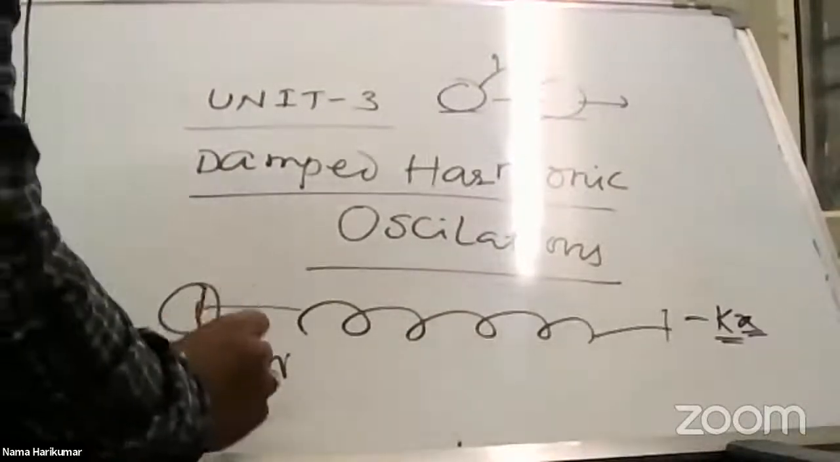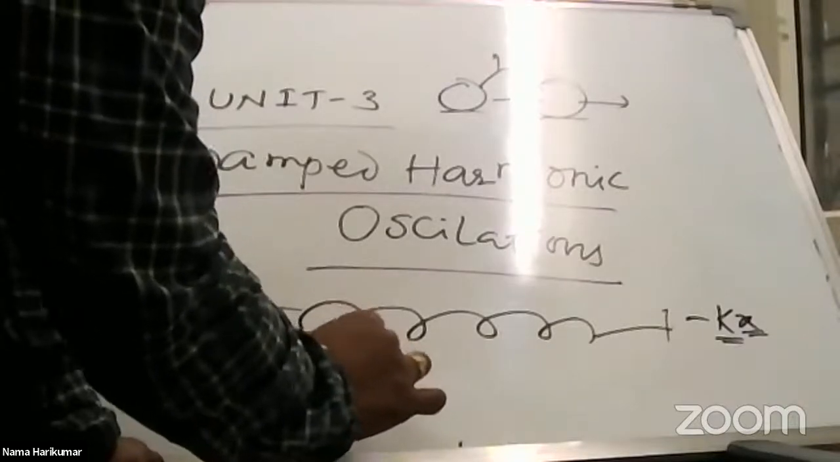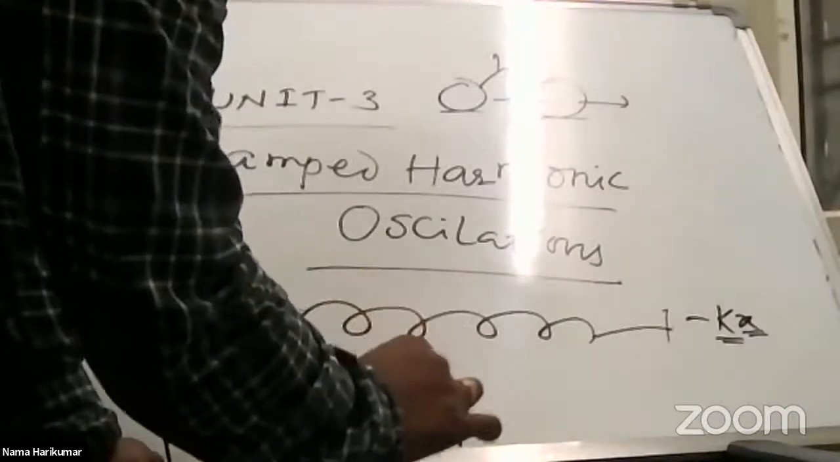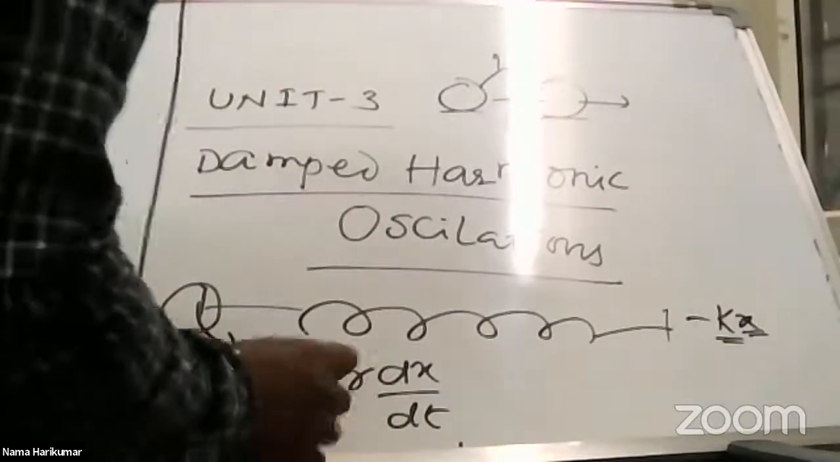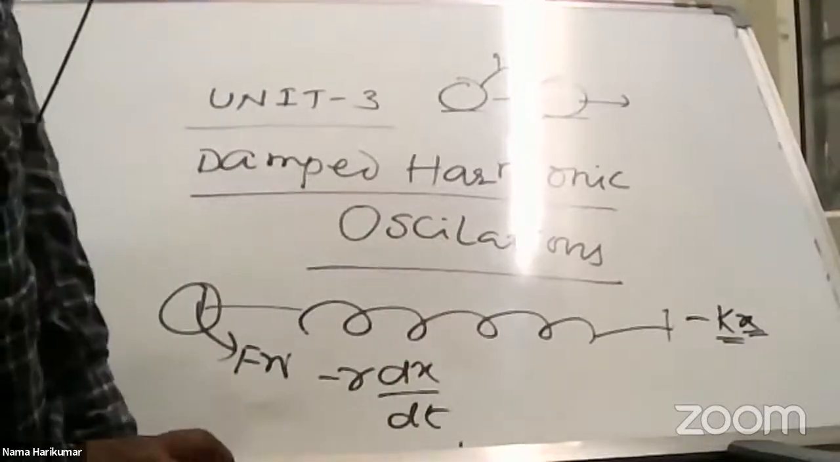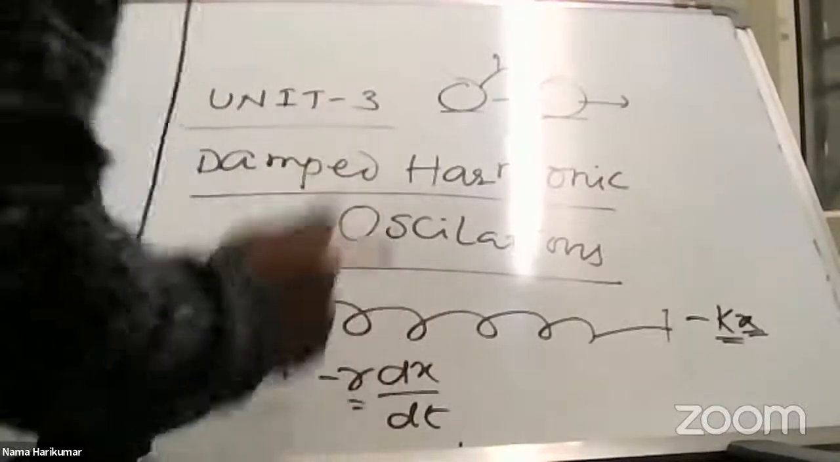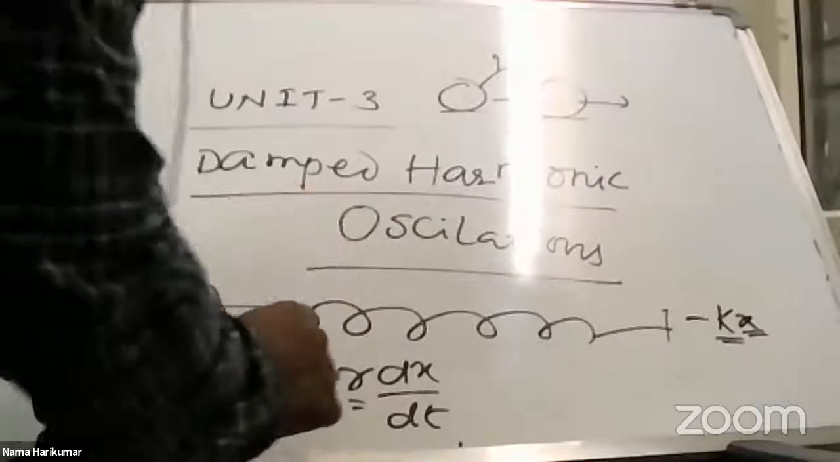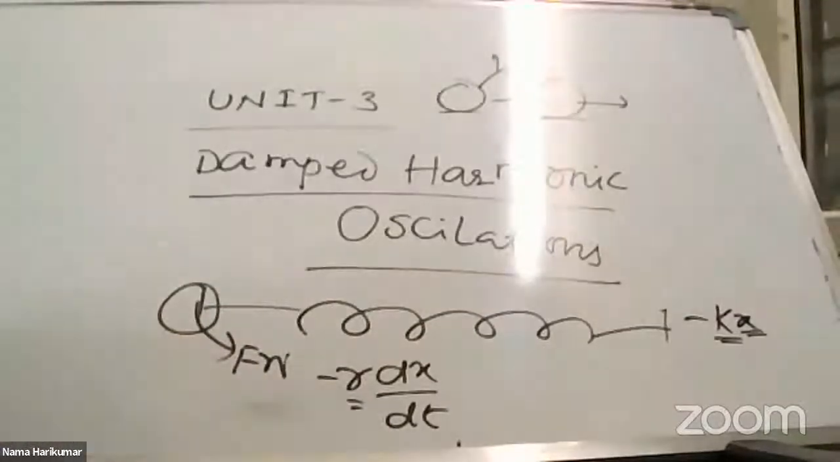So the minus indicates an opponent force. The next one is a frictional force, which we have to denote as minus r dx by dt. Here dx by dt is the direction, and r is the momentum of another opponent. The opponent means the symbol of minus r. So two forces.